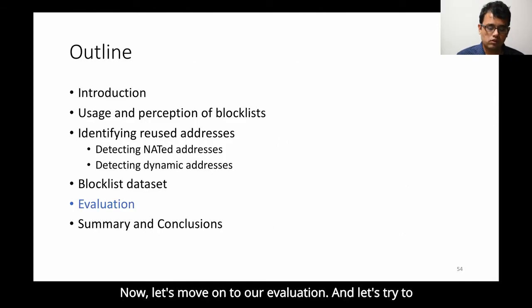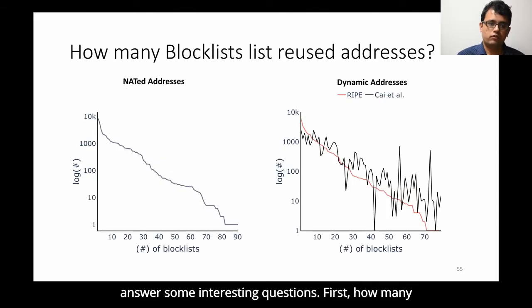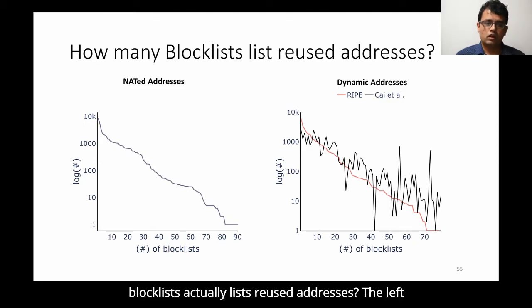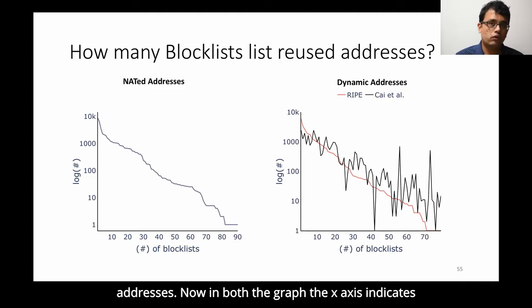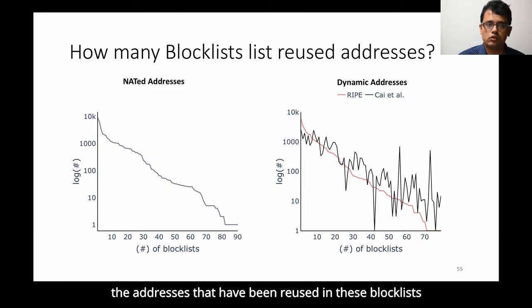Now, let's move on to our evaluation and try to answer some interesting questions. First, how many blocklists actually list reused addresses? The left figure shows this for the natted reused addresses, and the right figure shows it for the dynamically allocated reused addresses. In both graphs, the x-axis indicates the total number of blocklists, and the y-axis indicates the addresses that are being reused in these blocklists in our monitoring period.